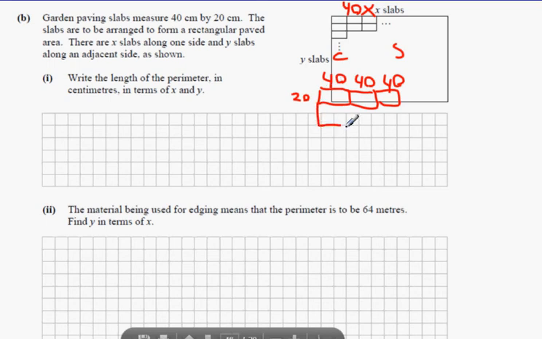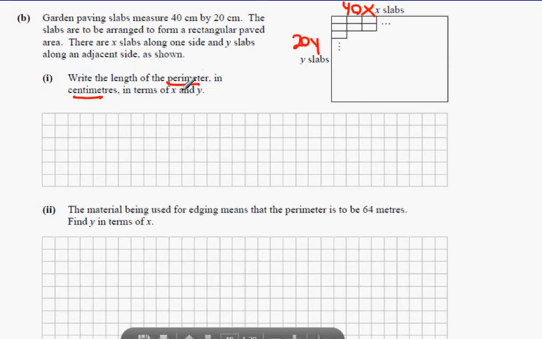And if I said how many slabs going down would 3 be worth? It'd be worth 60. Or 20 multiplied by the number of slabs. So that would be 20Y. Okay? Now, what is perimeter? Keywords, okay? Write the length of the perimeter in centimetres. Centimetres is another keyword. So what's perimeter? 4 sides added together, okay? So it's going to be 40x plus 40x plus 20y plus 20y.